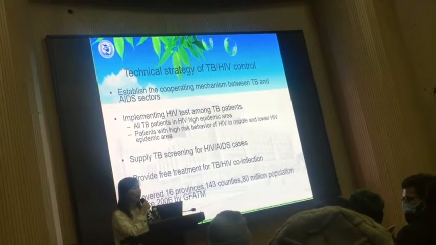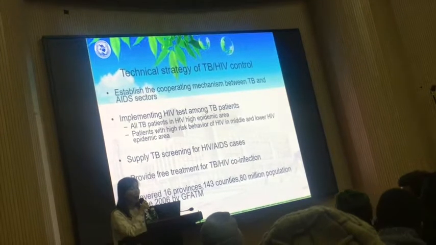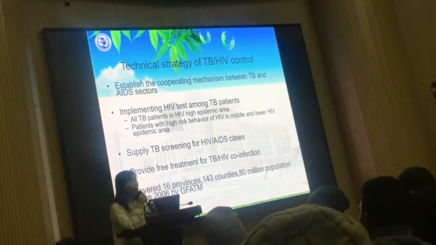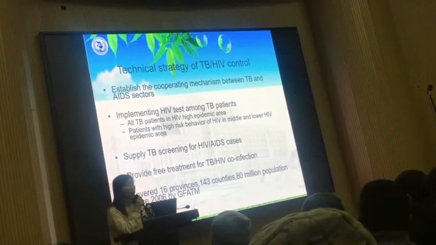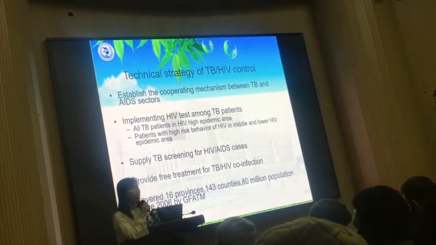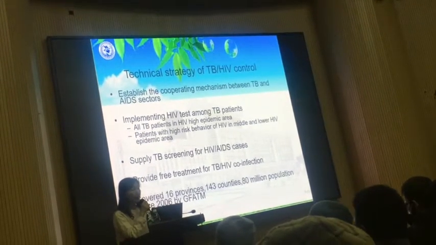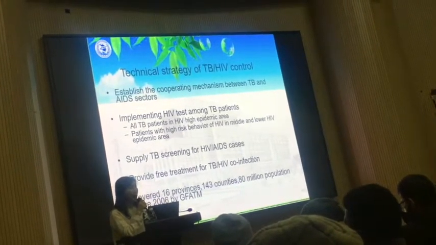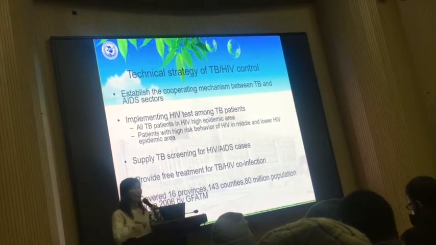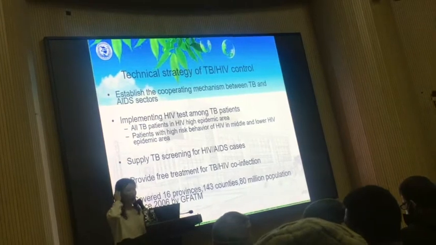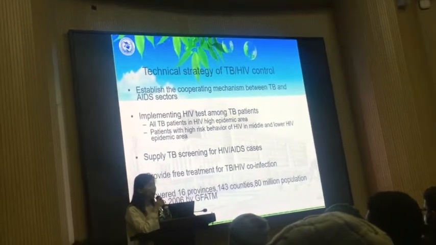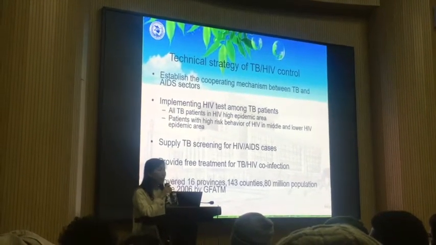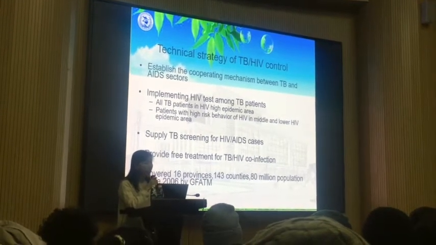Next, I will introduce the technical strategy of TB HIV control. I think perhaps a lot of you are interested in TB and HIV co-infection because in some countries the HIV epidemic situation is higher. So I will introduce the situation in our country. In our country, we established a cooperation mechanism between the TB and AIDS sectors, and we implement HIV testing among TB patients.